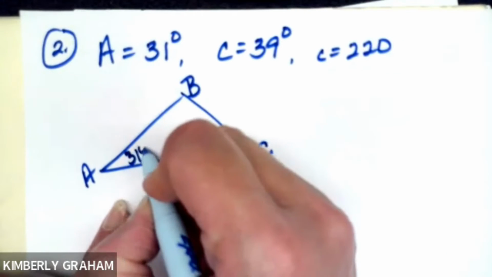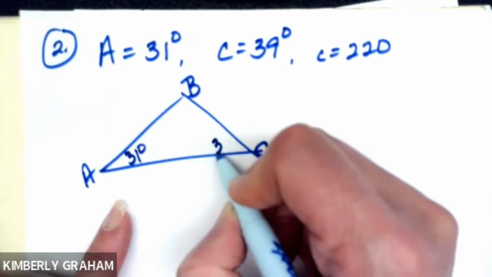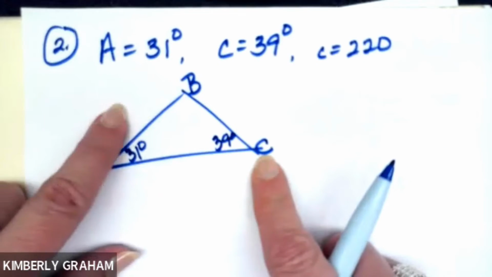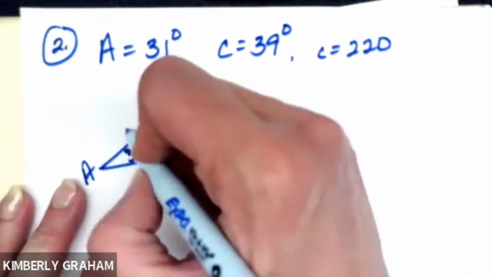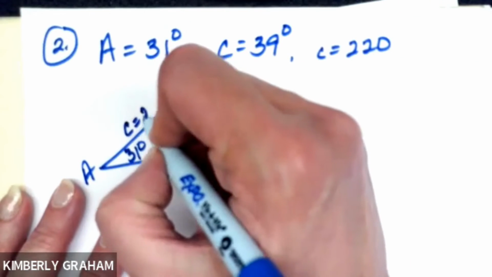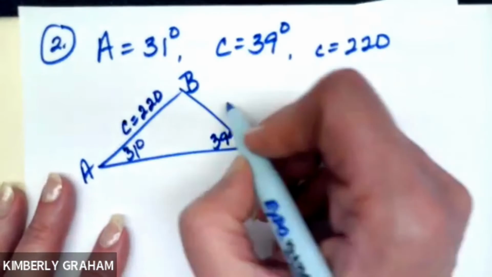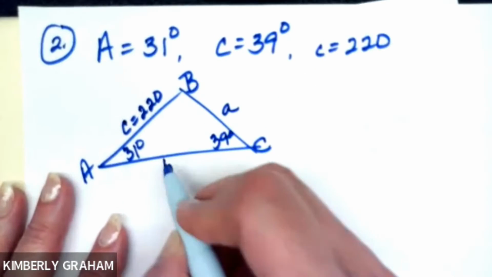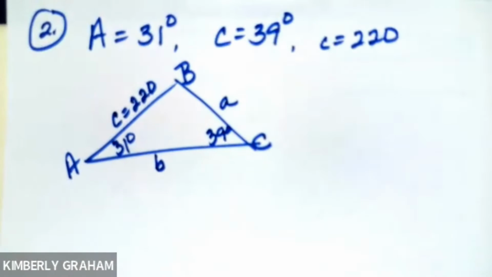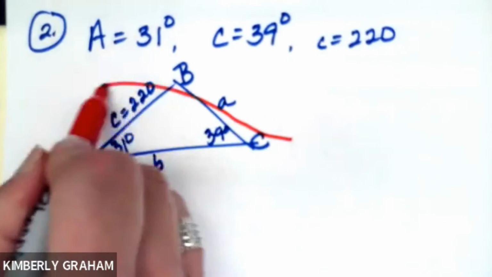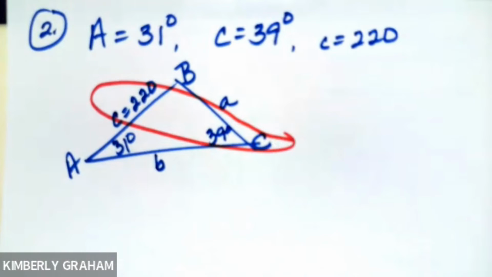This is going to be 31 degrees. This C is 39 degrees. But I do know that little c is going to be the side opposite angle C. So this is going to be 220. So this is going to be side A, and this is going to be side B. I know an angle side pair. So I'm going to be using the law of sines.